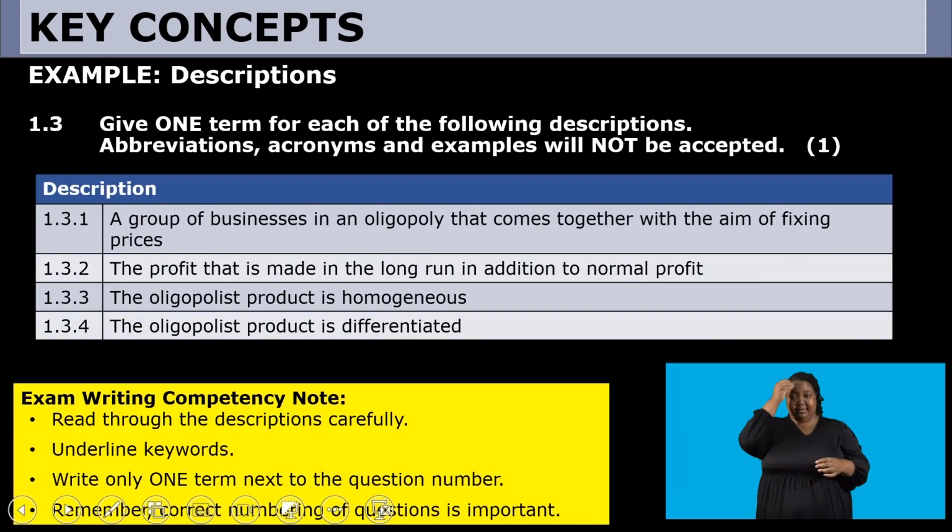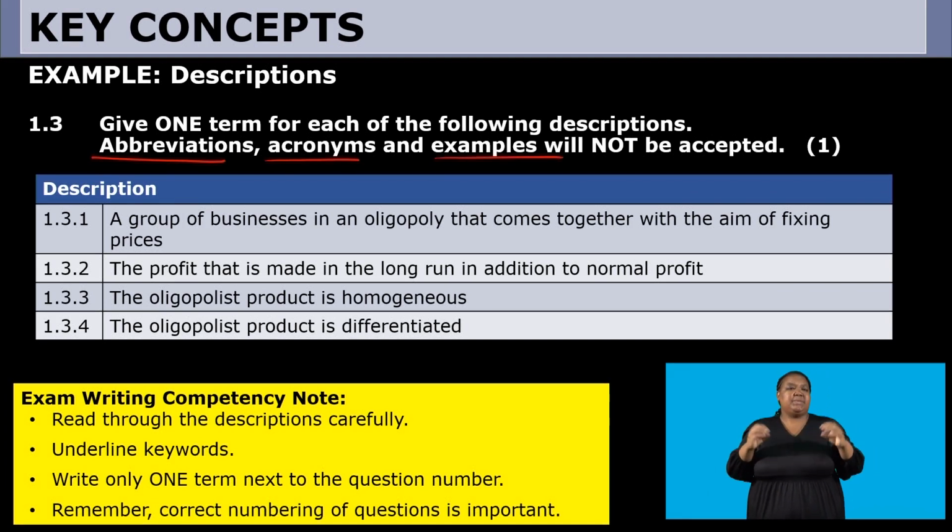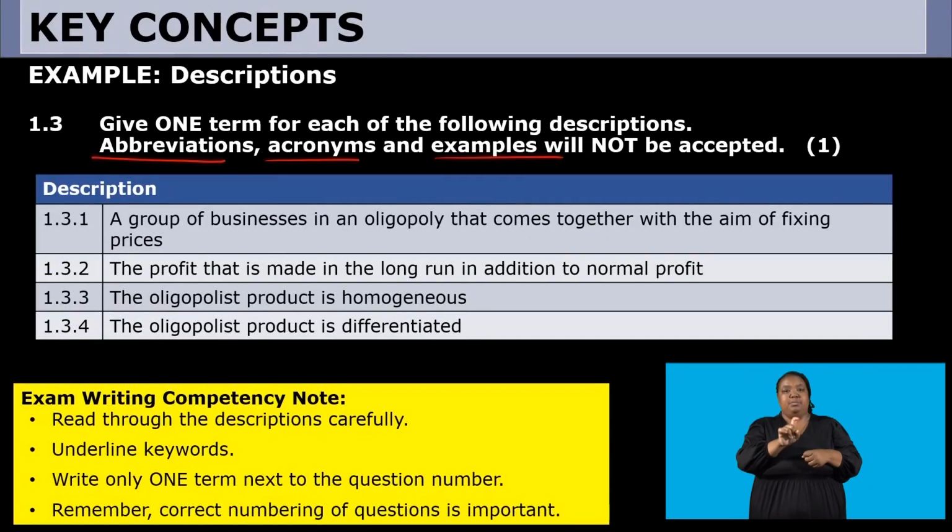The last one, under concepts, it's a question on giving one correct term. Of importance is to realize that abbreviations, acronyms, and examples will not be accepted. So you need to give a full concept, not an abbreviation. 1.3.1, a group of businesses in an oligopoly that comes together with the aim of fixing prices.